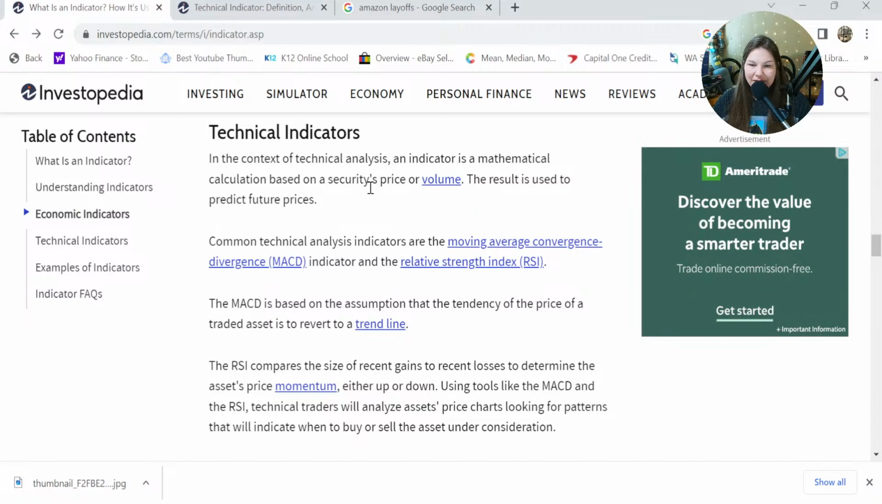In the context of technical analysis, an indicator is a mathematical calculation based on a security's price or volume. The result is used to predict future prices.